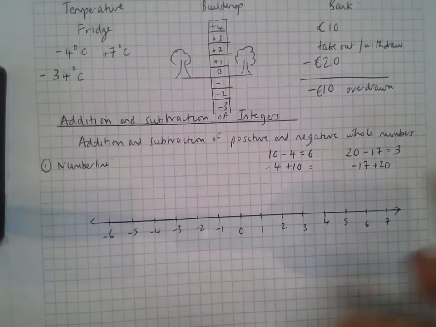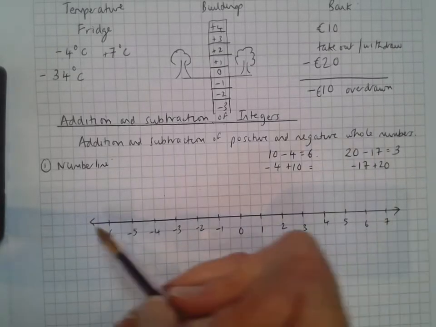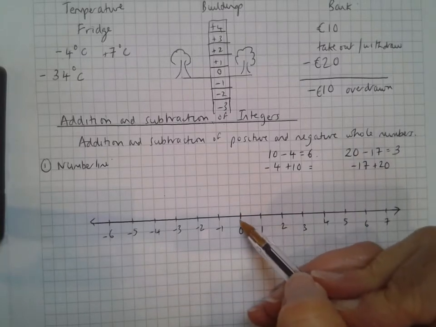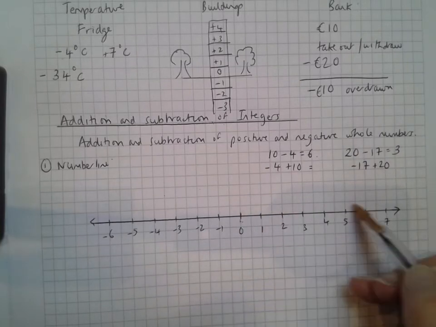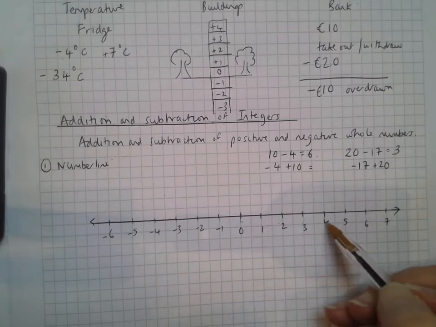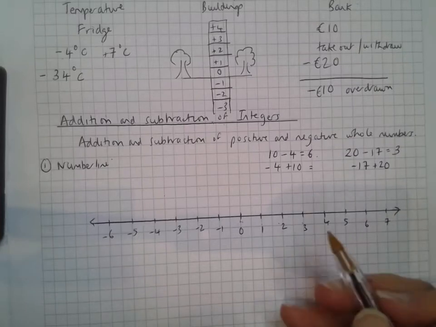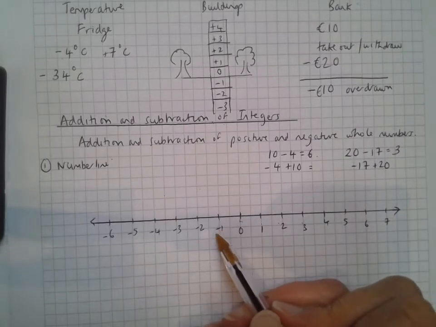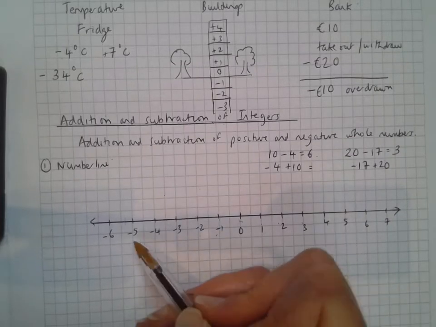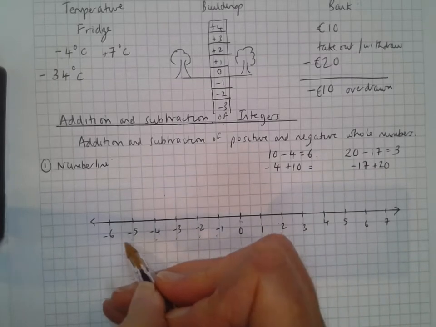So we often use a number line. Now this is a short number line, but it might be useful. So here we have a 0 in the middle. To the right of the 0 are all our plus numbers starting with 1. 1, 2, 3, 4, 5, 6, 7, and onwards. That's what the arrow means. It means go on forever. And on this side, we've got -1, -2, -3, -4, -5, -6.